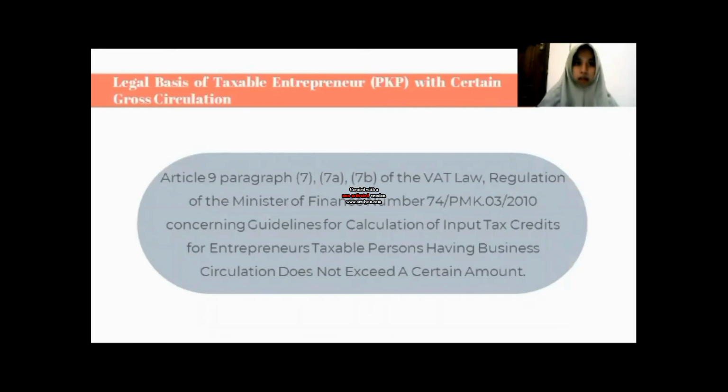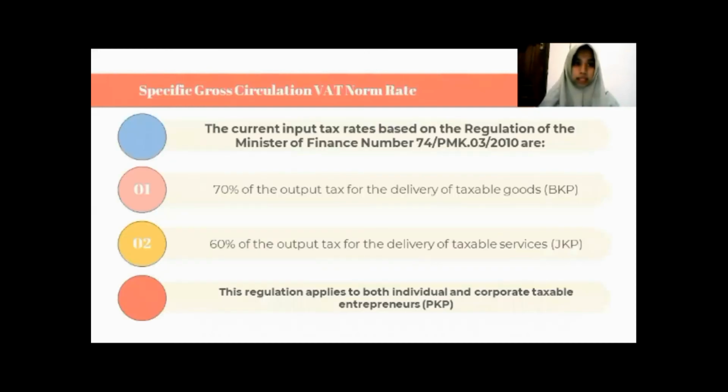Next is the legal basis of taxable entrepreneurs or PKP with certain gross circulation. The legal basis is Article 9, Paragraph 7, 7A, 7B of the VAT Law, and Regulation of the Minister of Finance number 74/PMK.03/2010, concerning guidelines for calculation of input tax credits for taxable entrepreneurs having business circulation that does not exceed a certain amount.